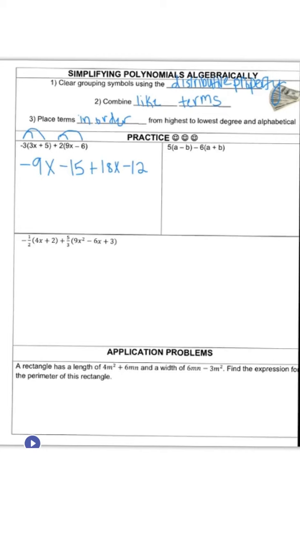So we just did the first step. We cleared all of the grouping symbols using the distributive property. Now we don't have any parentheses left, and so we can move on to just combining like terms. So we need to start with the x's, and I need to add negative 9x plus 18x. So negative 9 plus 18 would be 9. So I would get 9x.